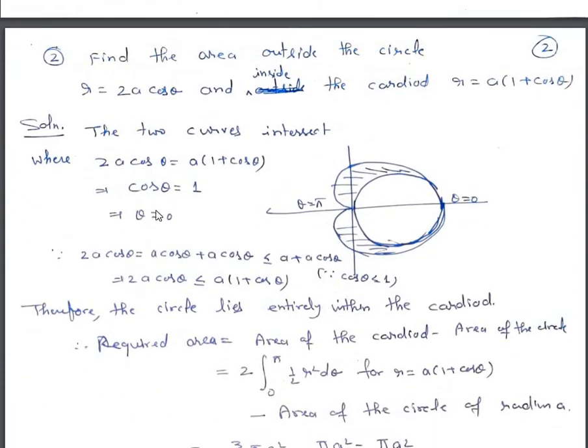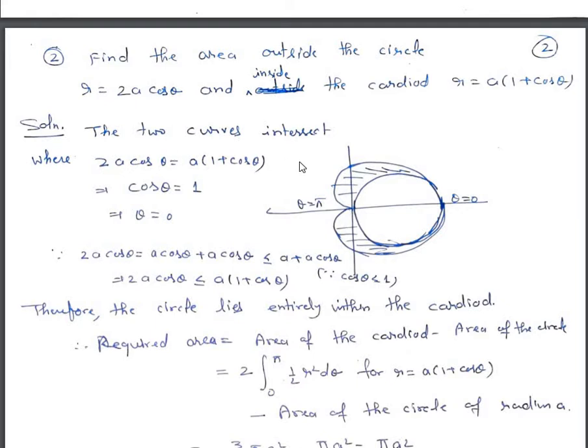Let's take the second example. Find the area outside the circle r is equal to 2a cos theta and inside the cardioid r is equal to a into (1 plus cos theta). Now you know the tracing of both the curves. r is equal to 2a cos theta is a circle centered at (a, 0), radius also a, and this is the cardioid. So we have to find the area outside the circle and inside the cardioid, which means we have to find this area. So find the area of the upper portion and then multiply it by 2.